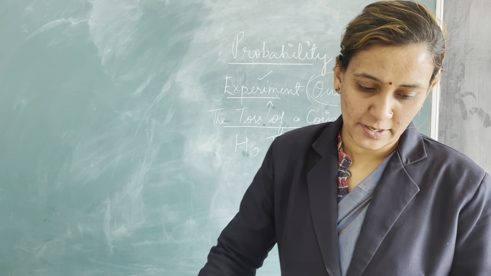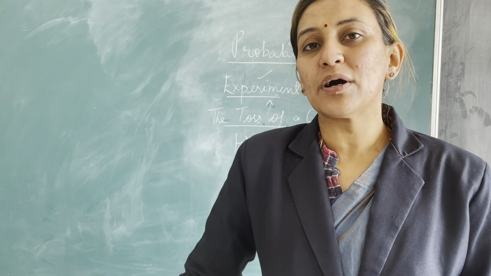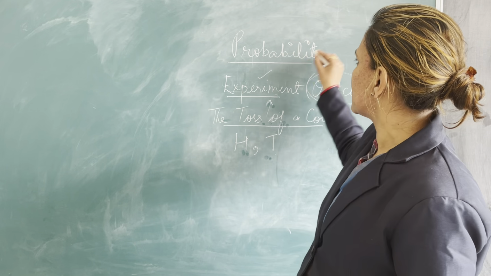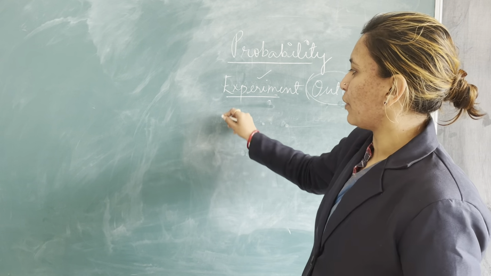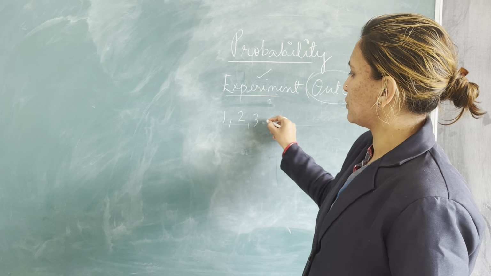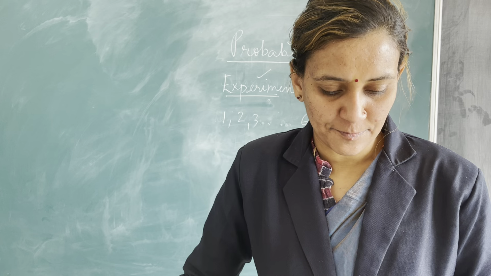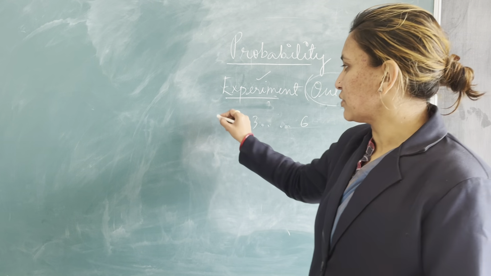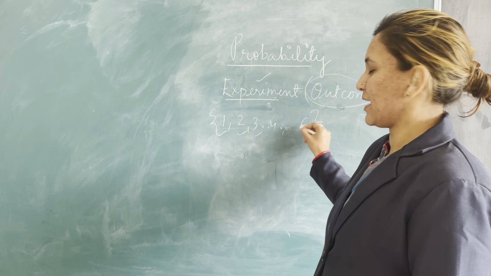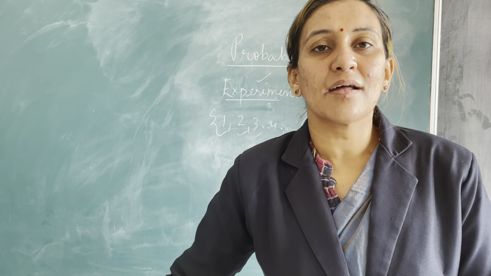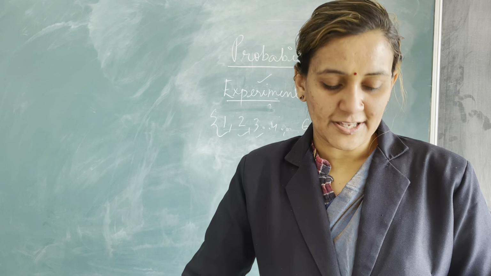Similarly, if I talk of throwing a dice, I know what the possible outcomes are. Throwing of a dice results in either 1 or 2, 3 up to 6. So throwing of a dice is again an experiment, right? And the outcomes of that are 1, 2, 3, 4, 5 and 6. So that means there are chances of these values to occur. So all these are experiments.